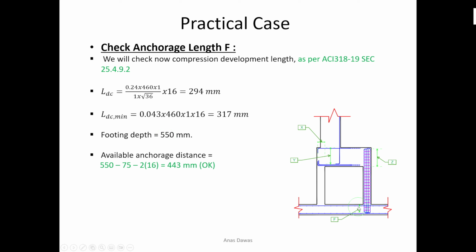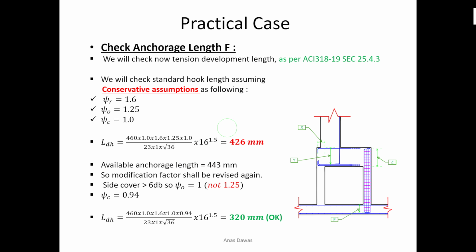So I need to check the available anchorage depth or anchorage distance. The depth of the footing minus the cover minus two layers of reinforcement at the bottom bars, 16 millimeter. So I am talking about 443 millimeter, and what I need is 317 millimeter. So it is also satisfied.